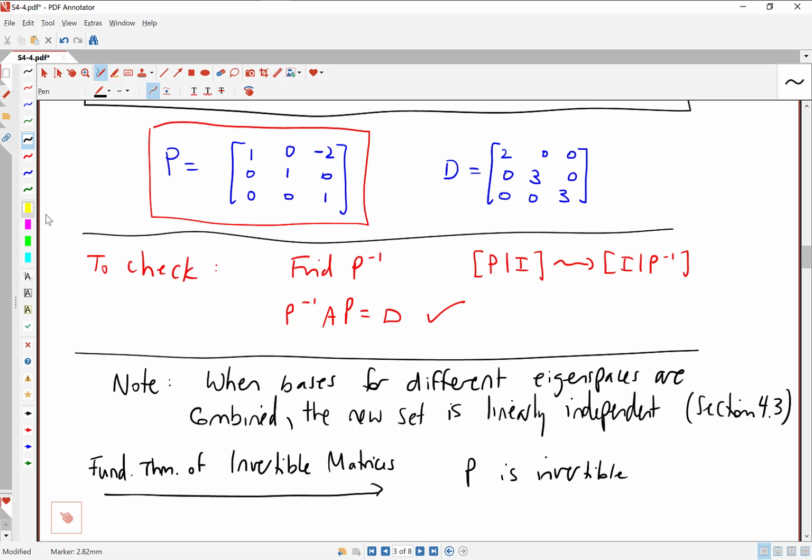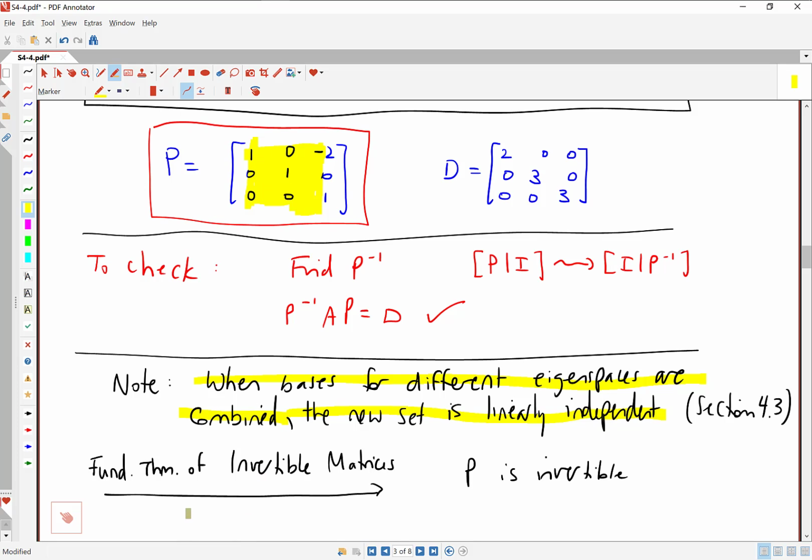So just a quick note here to clarify some details, if we were being very careful. I would point out that when you take bases for different eigenspaces and you combine them, like we've done here to build P, the new set is guaranteed to be linearly independent. We saw that in section 4.3. So what that's saying is this (1, 0, 0) was your basis vector for E2, and these two together formed the basis for E3. When we now throw them together into a set of 3 vectors, they're guaranteed to all be linearly independent.